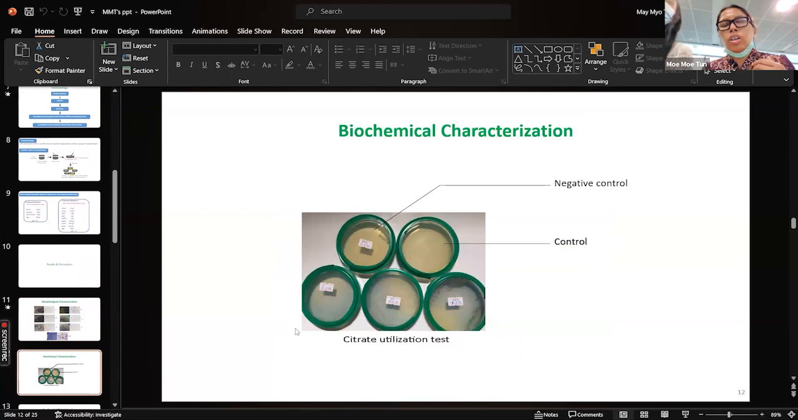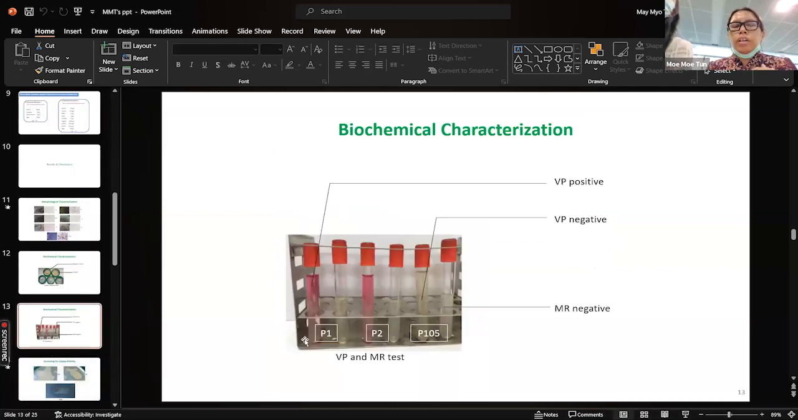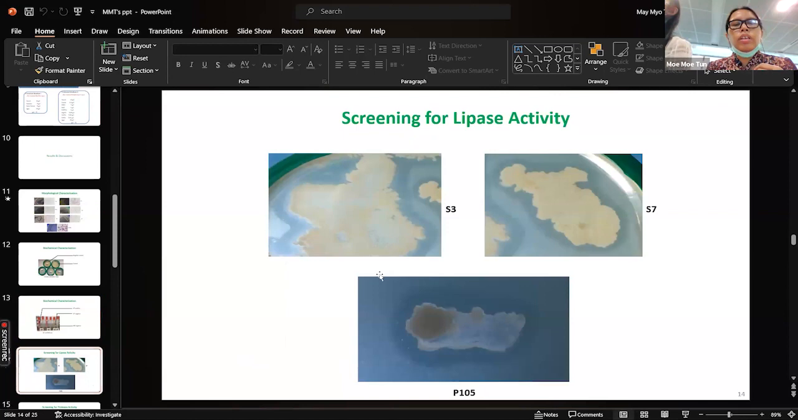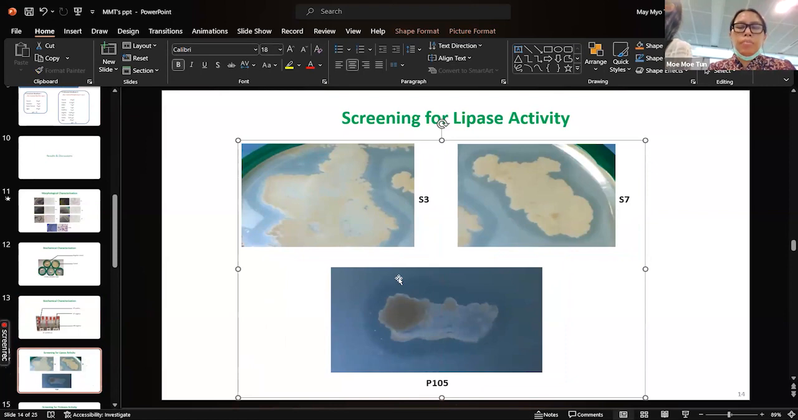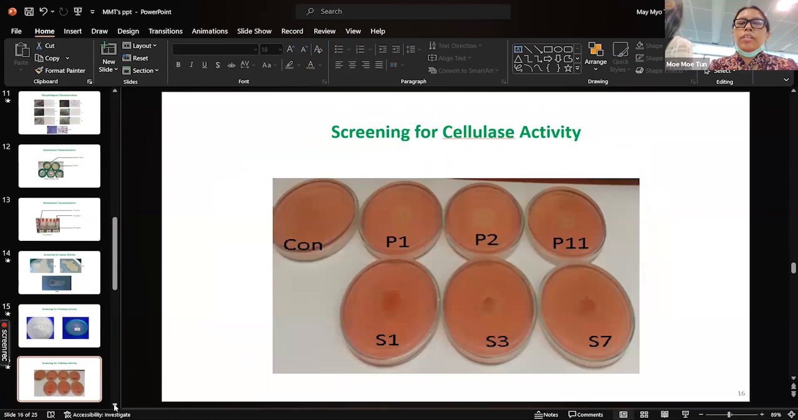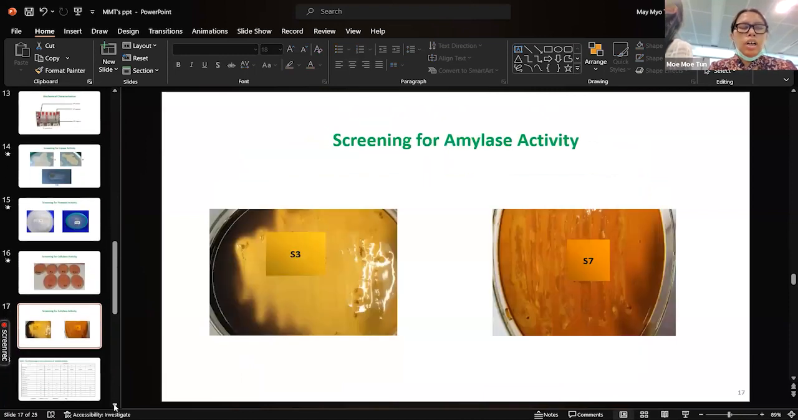After morphological characterization, I do biochemical characterization, citrate utilization test, and VP and MR tests are some of the biochemical characterization. After morphological and biochemical characterization, I perform the screening of their enzymatic activity, such as lipase activity, and then protease activity, cellulase activity, and finally amylase activity.